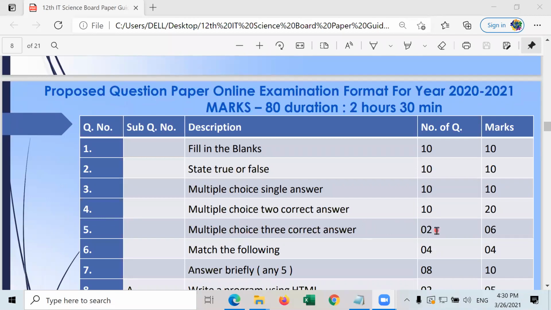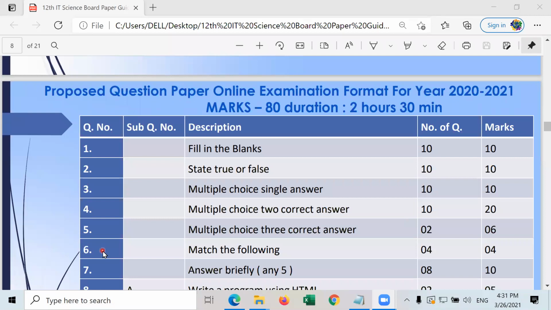Now, there will be 2 sub-questions in this question. Each question will carry 3 marks with it. So, 2 threes are 6. So, question number 5 is of 6 marks. Moving to next question. That is question number 6.